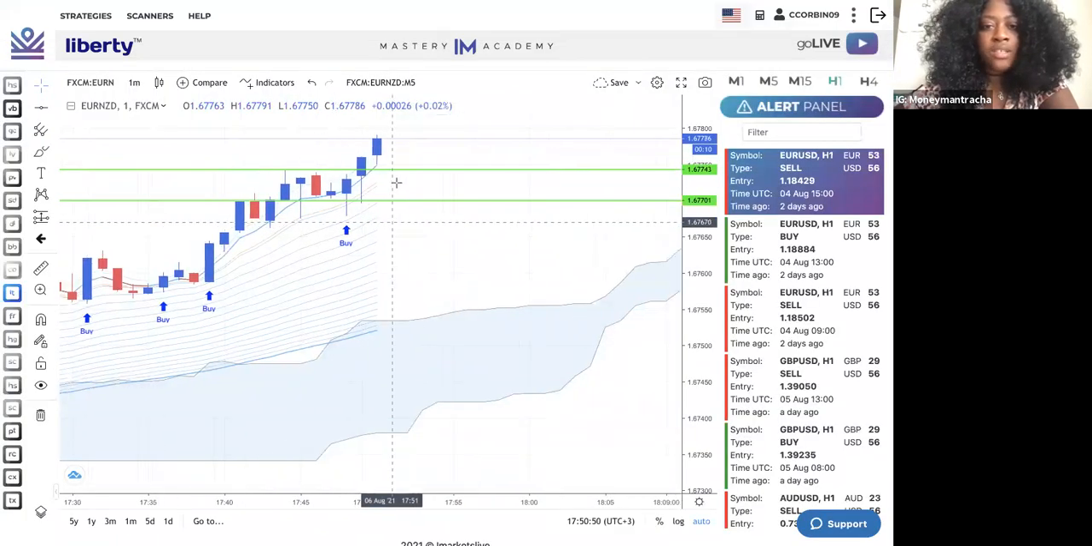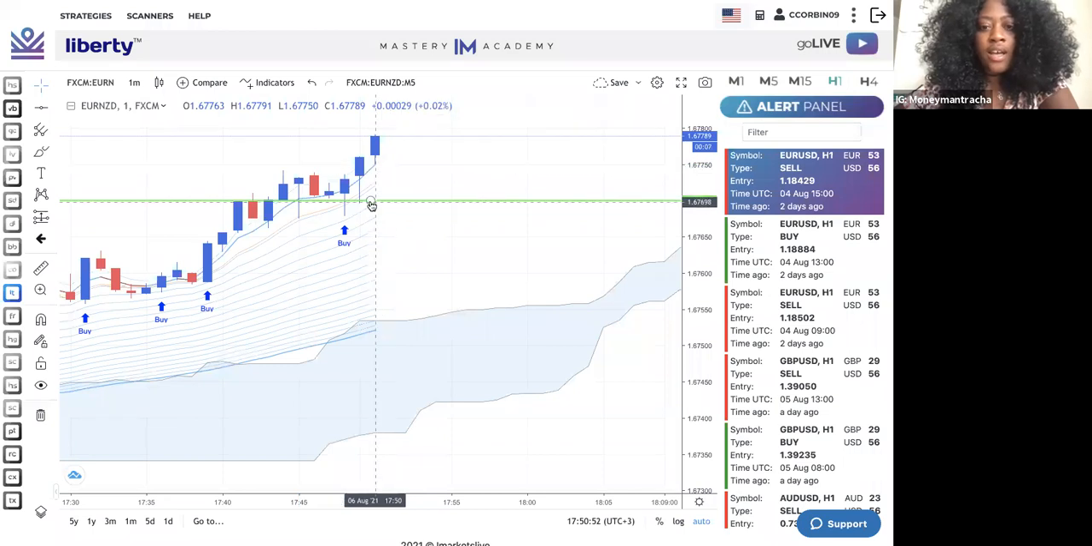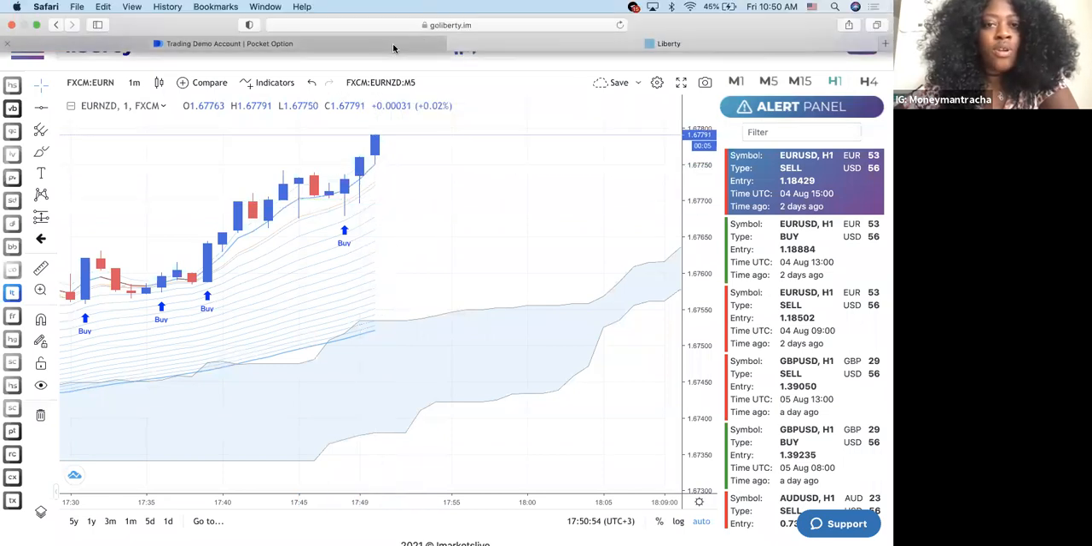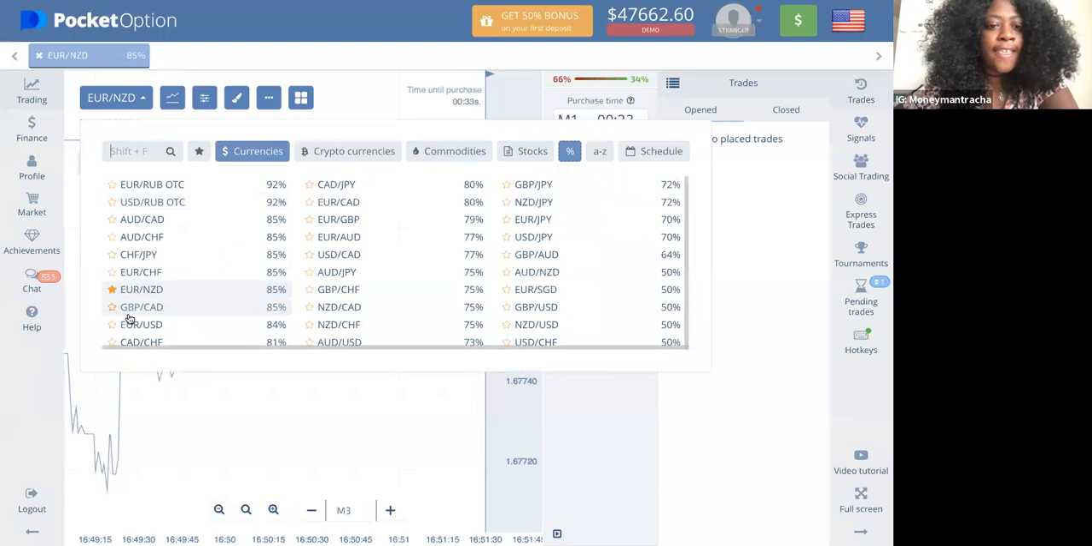So y'all said it makes sense. Y'all said y'all good. We'll do one more example. Let's do... I keep forgetting which ones we can't do. CAD, USD, and GBP, I think.